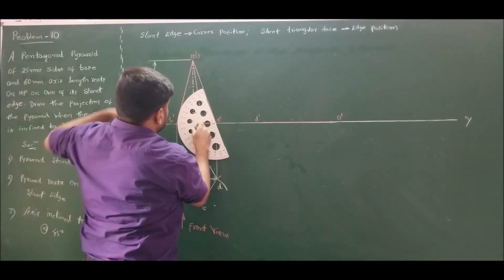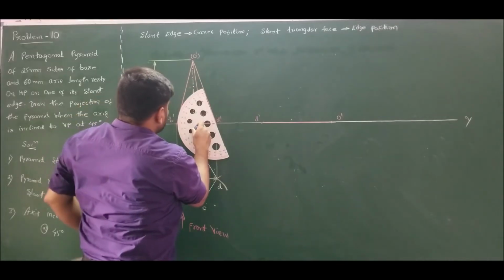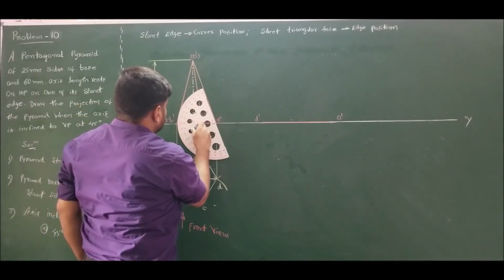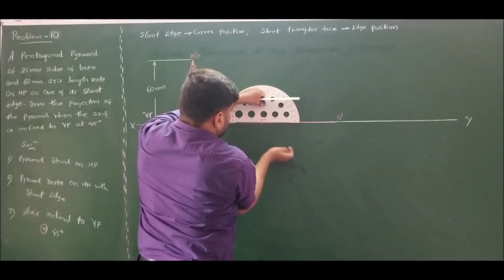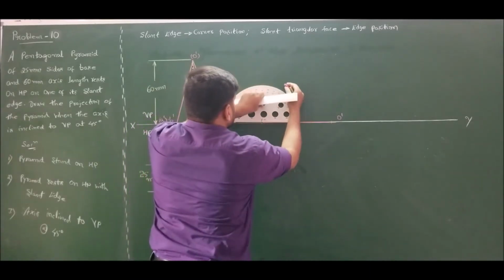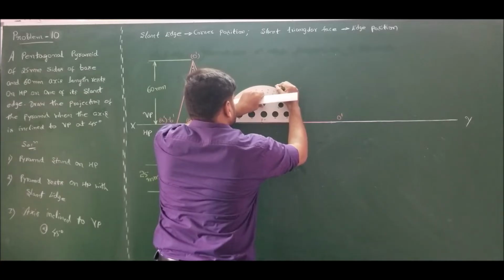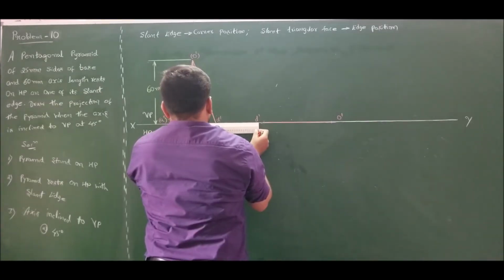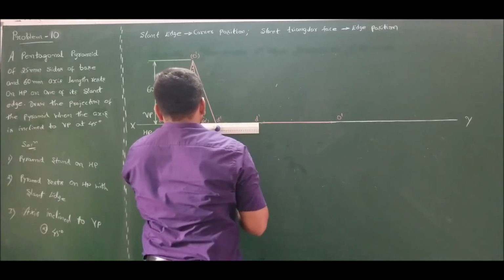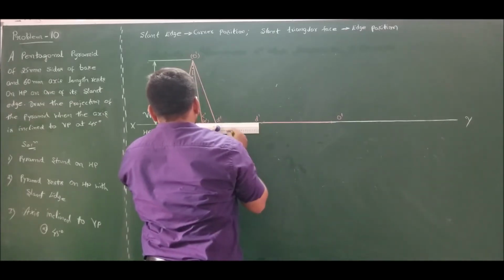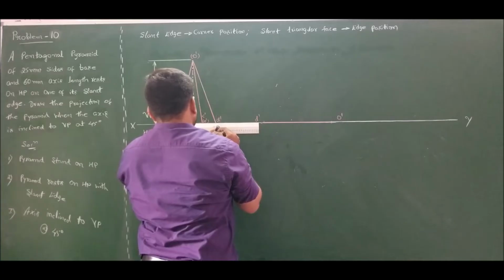70 degrees measured counterclockwise to the slant edge. Therefore, transfer this 70 degree measured counterclockwise to this slant edge. Measure the base and transfer to that 70 degree which we have marked. Also, make a note of the corners O1 prime and C prime, E prime.